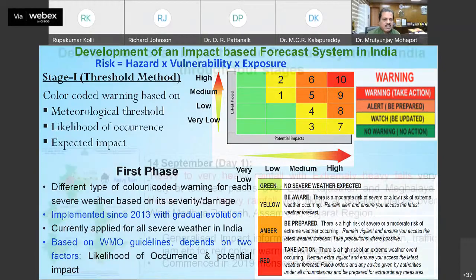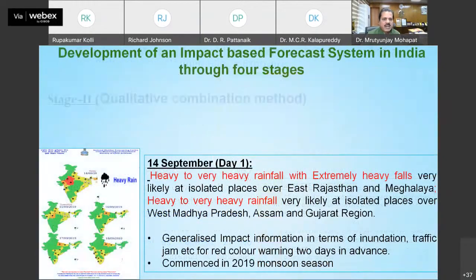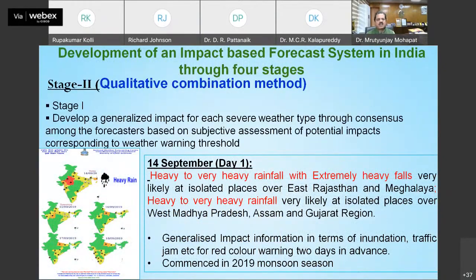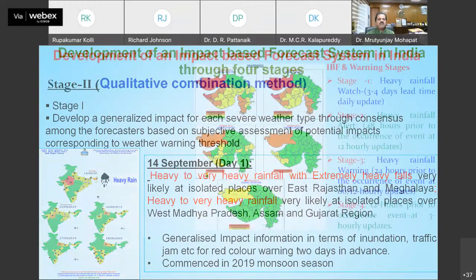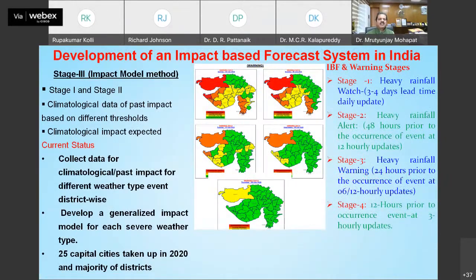But in stage two, we came up with some kind of qualitative combination with different types of thresholds. So we defined whether it would be one day rainfall, or whether it would be the composite of 2 days rainfall. And in that way, we could find out the hazard modeling and hence the expected impacts. In stage three, we went for implementing the impact-based forecast for heavy rainfall during monsoon season in 4 stages.